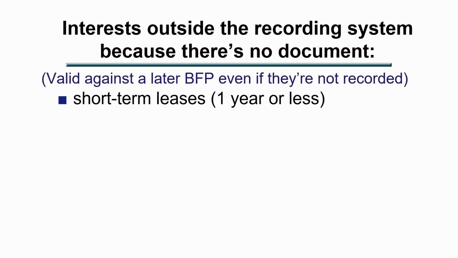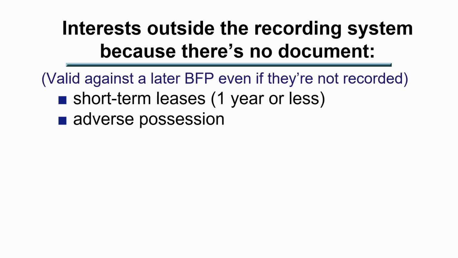Short-term leases are the most obvious example of this. In most states, leases that are shorter than 1 year are outside the coverage of the recording acts, and they're valid whether they're recorded or not. It's okay to record them, but they don't have to be in order to be protected against a later bona fide purchaser. Then there is title by adverse possession.